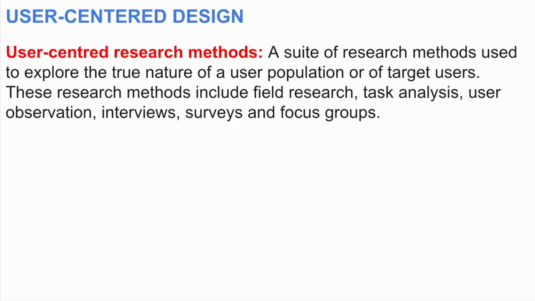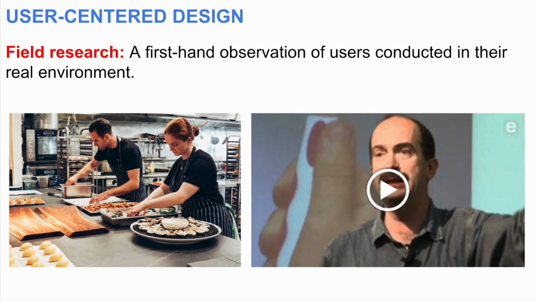User-centered research methods are a suite of research methods used to explore the true nature of a user population or of target users. These research methods include field research, task analysis, user observations, interviews, surveys, and focus groups. So field research is first-hand observation of users conducted in their real environment. So if you're observing how people interact with a kitchen, you need to actually go to a kitchen and see how they actually are interacting with the products that they use in that environment.